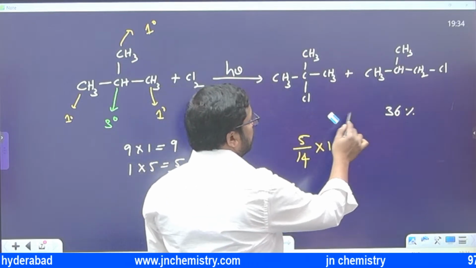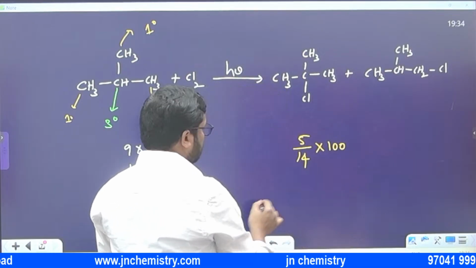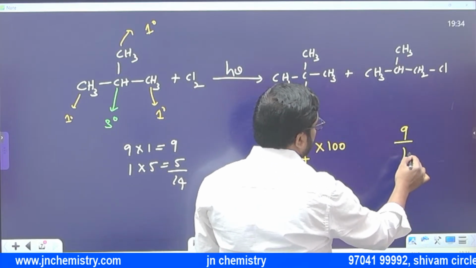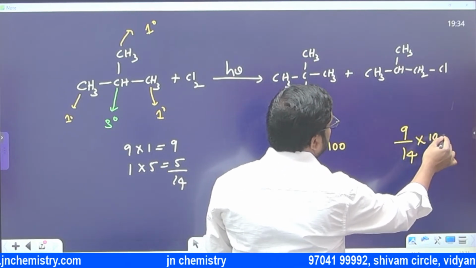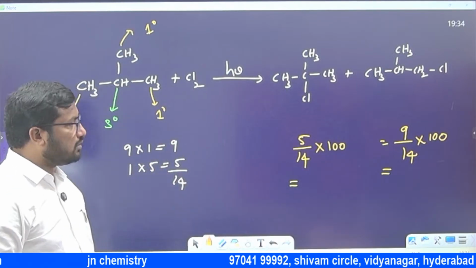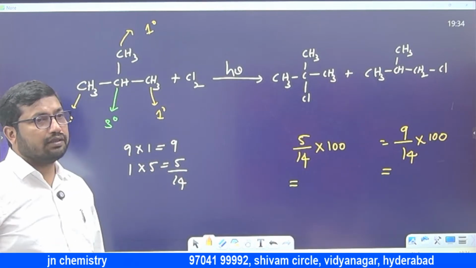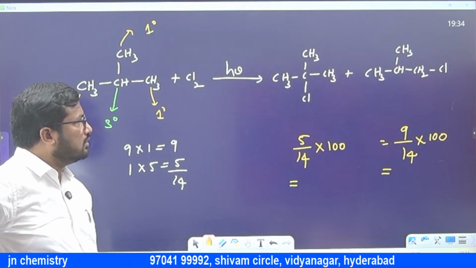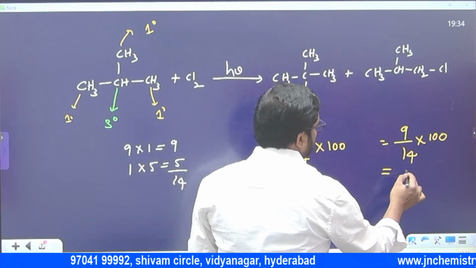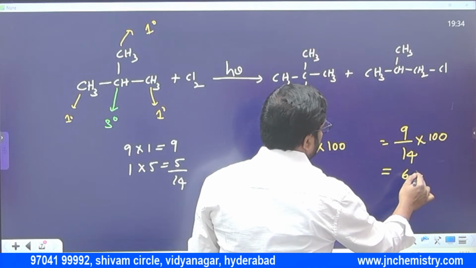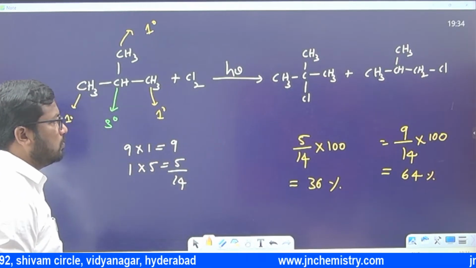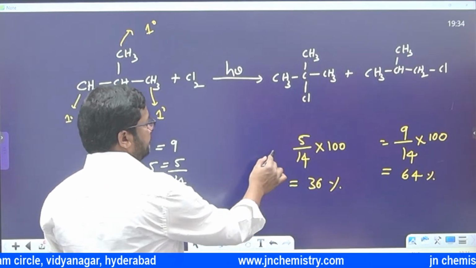How much are you getting? Here is 9 by 14 into 100. Percent, 5 by 14 into 100 is 36. This is 64%. Got it? How to do that?